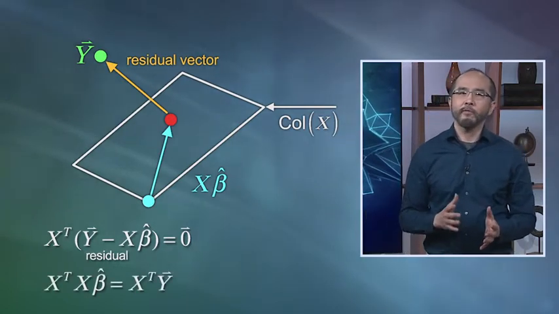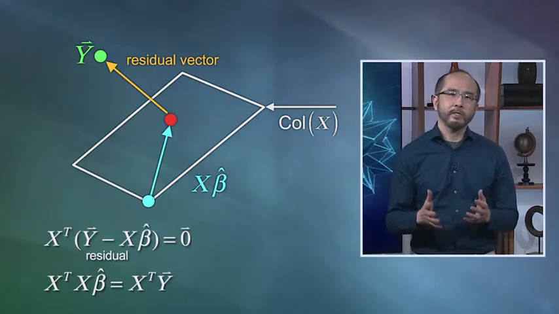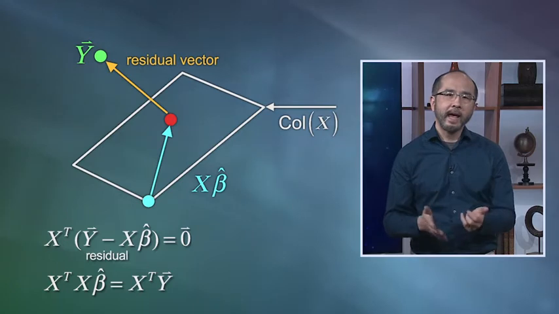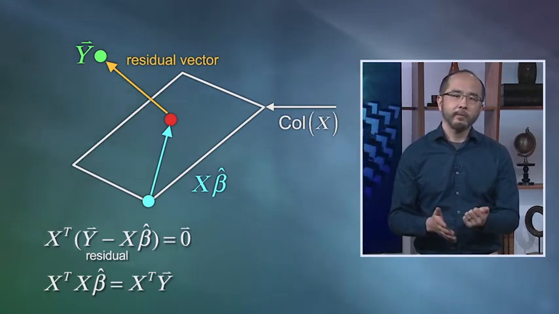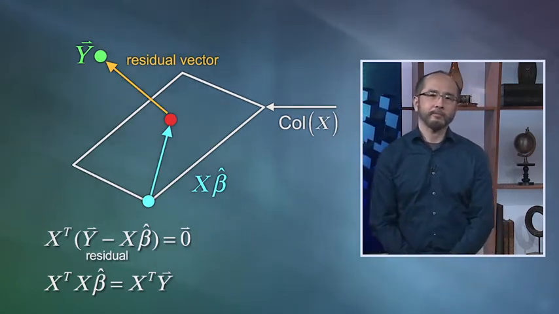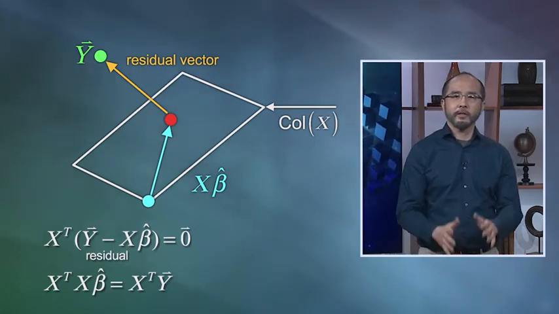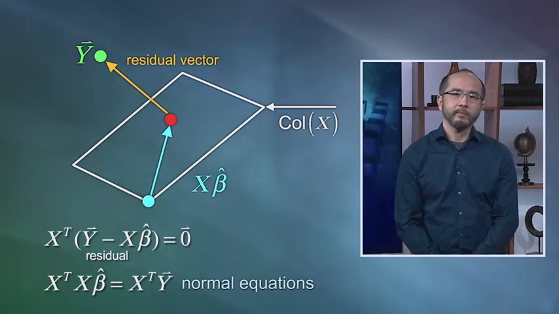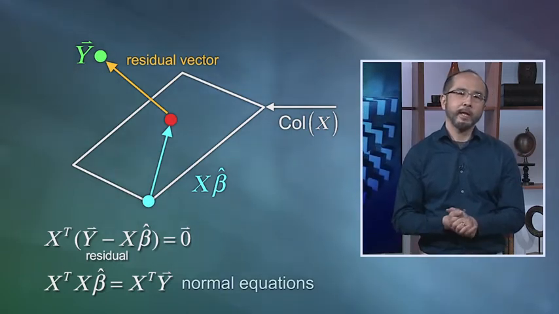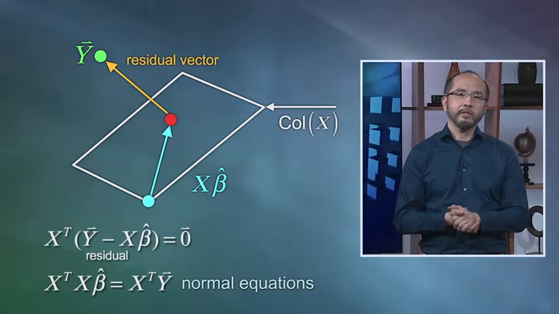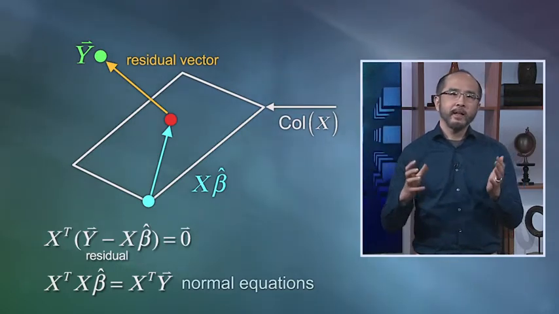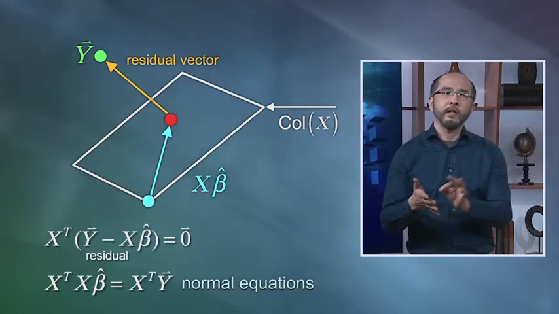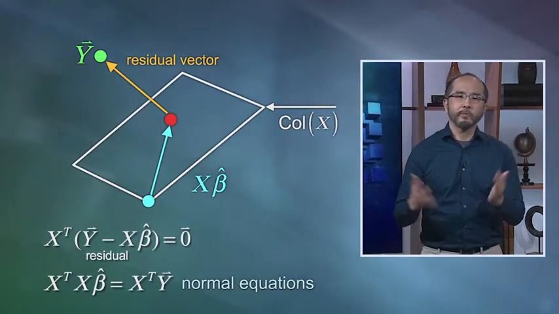Multiplying this out and moving one term to the other side, we see x transpose times x times beta hat should equal x transpose times the y vector. This particular system of equations is called the normal equations for beta. This always has at least one solution for beta, and we can see that this geometrically is true because there is always a closest point on a subspace to a given point. The only question is whether there might be multiple solutions.